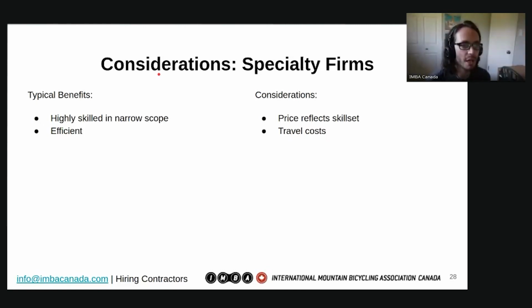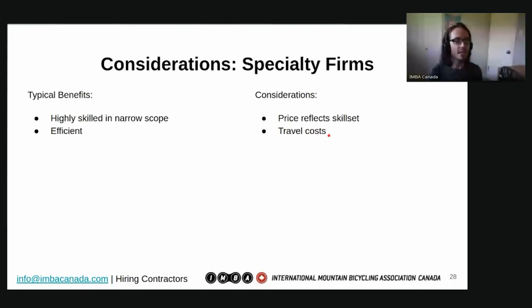You'll probably bring them in from large distances away, because there are not as many specialty firms as there are general service firms. And you'll want to understand that the price does reflect the skill set, but it also might be less expensive depending on your project in the long run to work with a specialty firm, because it might take a general service contractor far longer to complete that project. And then also consider the travel costs and other logistics that maybe they don't translate.